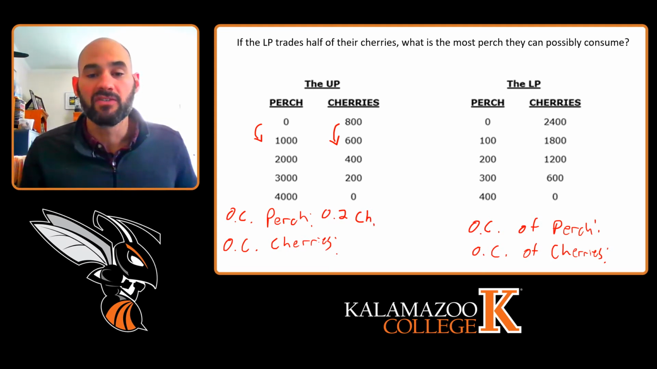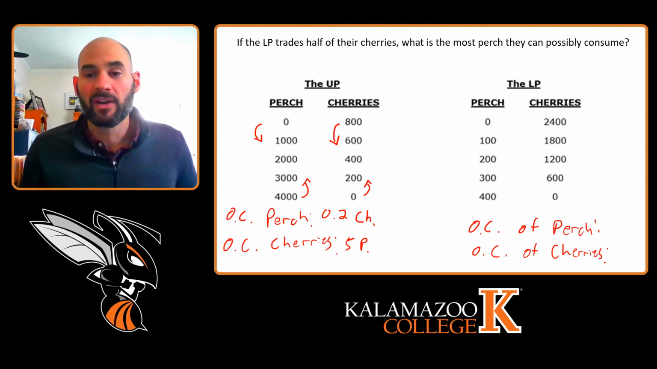Now the opportunity cost of cherries is going to be how many perch we have to give up to get one more cherry. So if we want to get 200 cherries, then we need to give up 1,000 perch. We need to go from 0 to 200 cherries. We go from 4,000 to 3,000 perch. So to get 2 cherries, we need to give up 10 perch. To get 1 cherry, we need to give up 5 perch.